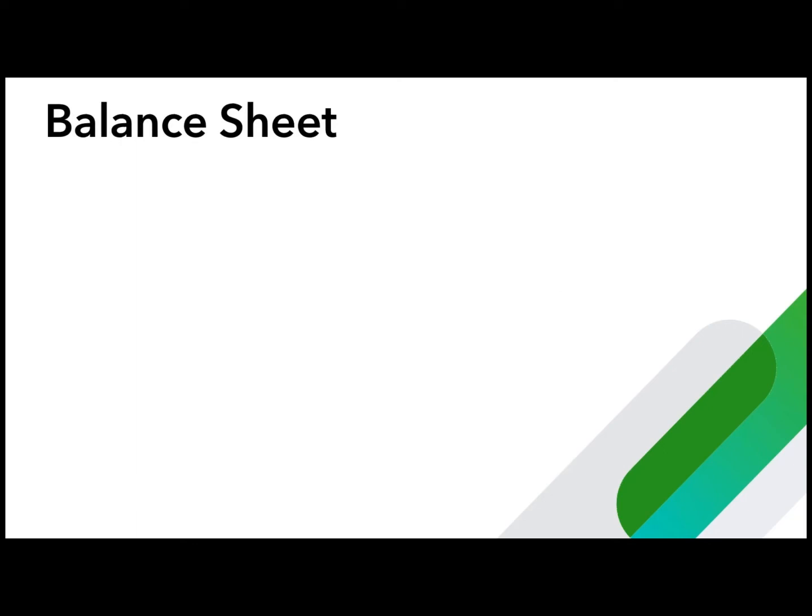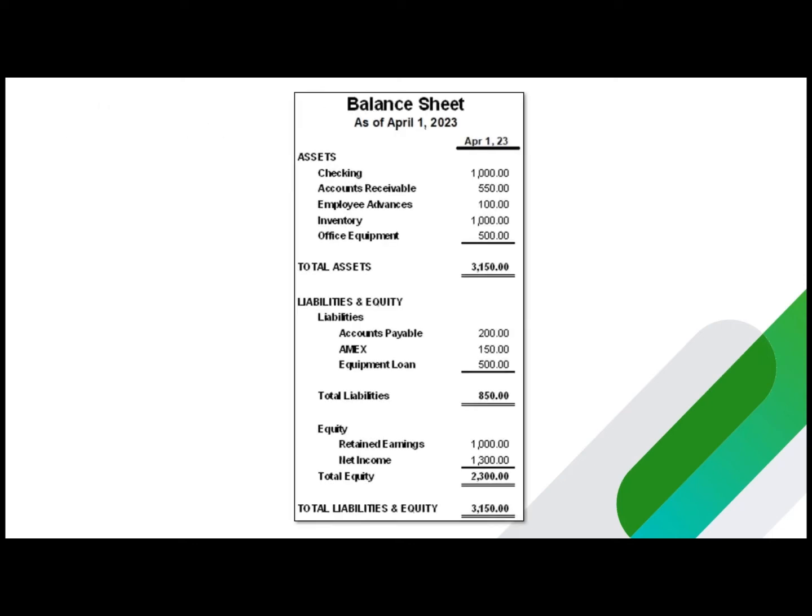First, let's learn about the balance sheet. The balance sheet is a financial picture of your company. It shows where you stand at one moment in time. The balance sheet is made up of three sections: assets, liabilities, and equity. Assets are what you own. Examples include your checking account balance, accounts receivable, inventory, and office equipment.